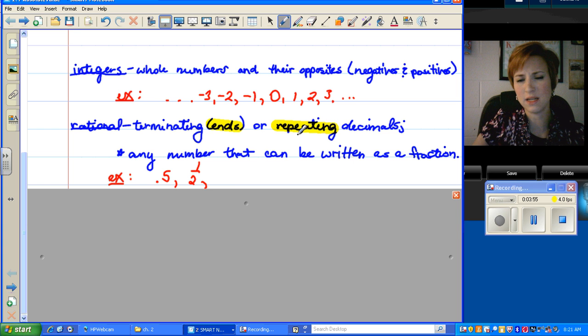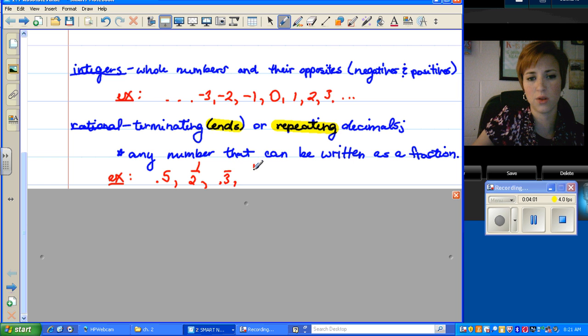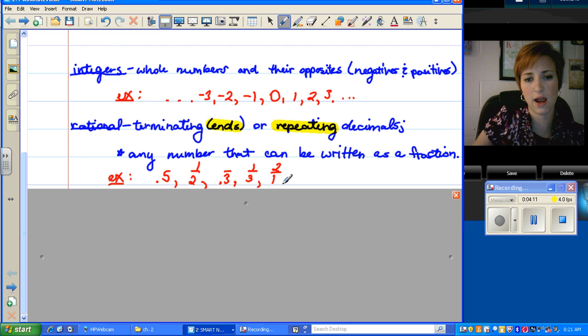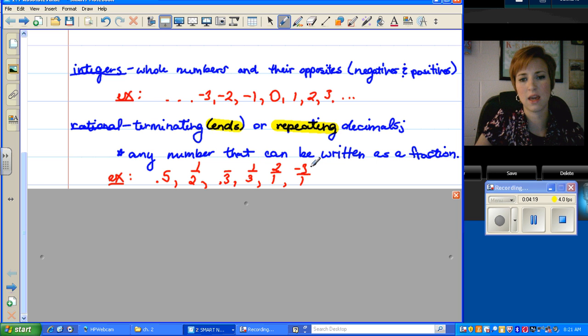Same way for a repeating decimal. If I write 0.3 repeating, well, that's the same thing as 1/3. And I can grab a whole number like 2 and say 2 over 1, so I can write a whole number as a fraction. Same way I can write an integer. I can take negative 3 and write it over 1. So rational numbers are anything that can be written as a fraction. That's the big one.